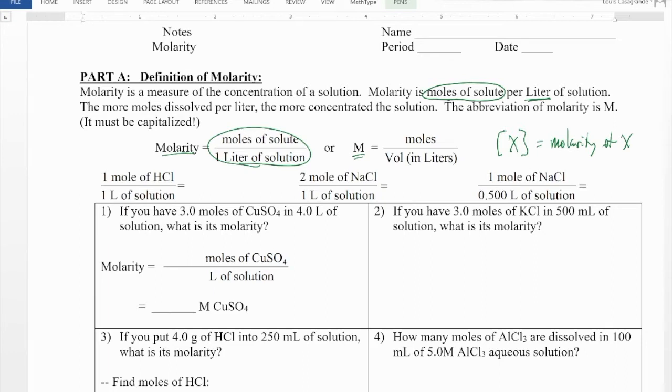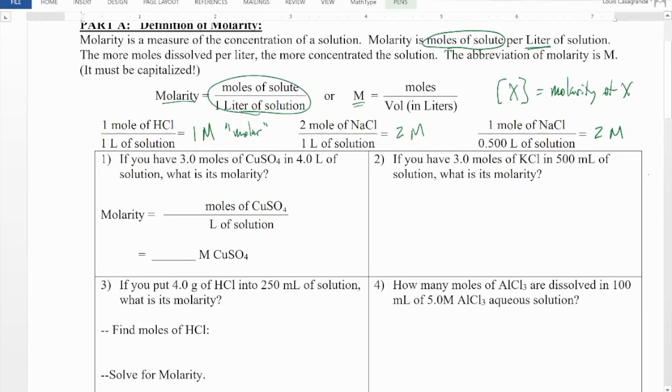So really simple calculations here. If we have 1 mole of hydrochloric acid in 1 liter of solution, then we have a 1 molar, that's how you pronounce it, 1 molar, just like the tooth, 1 molar solution of hydrochloric acid. If we have 2 moles of sodium chloride in 1 liter of solution, then we have a 2 molar solution. And this is a tricky calculation here. I'm being silly. 1 mole of sodium chloride in half a liter of solution. You can think of this as, suppose you had a full liter, you'd have twice that amount. And so this would be 2 molar solution of sodium chloride.